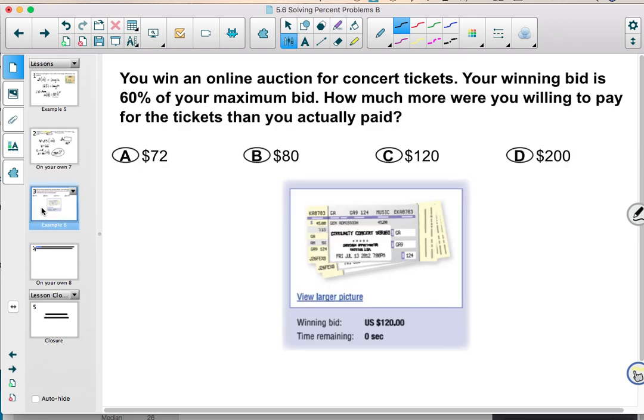All right, do this one on your own. You have a story problem, and you need to calculate it completely on your own. Let's see if you're ready. You win an online auction for concert tickets. Your winning bid is 60% of your maximum bid. How much more were you willing to pay for the tickets than you actually paid? Oh, this is different, isn't it? Well, maybe we better look at it. I'm going to give you time and then we'll look at it. You're not getting a grade for it, so give it a try.